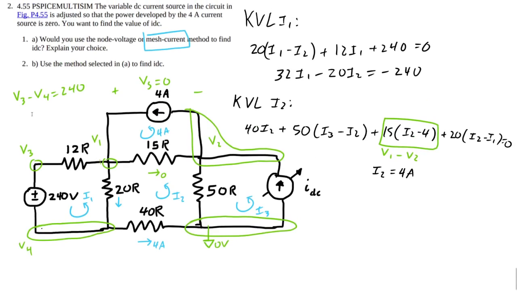So let's go back to our simplified I1. 32 I1 minus 20 times I2, which is 4, plus 240 equals 0. Which means that if we do 240 minus 80, that's 160, minus 160 divided by 32.